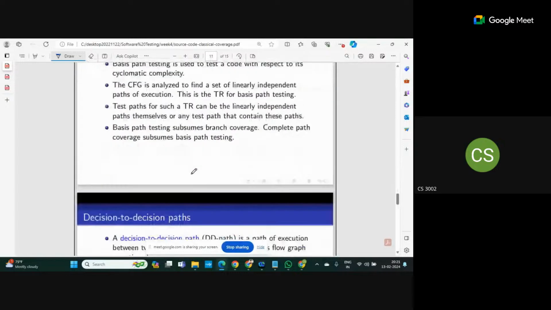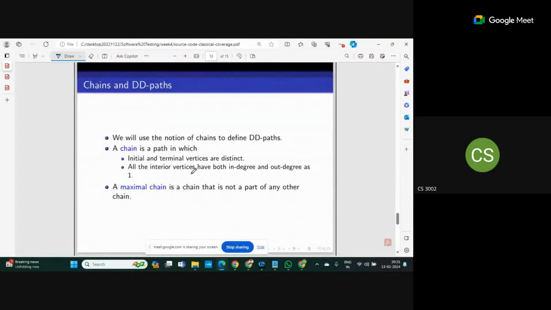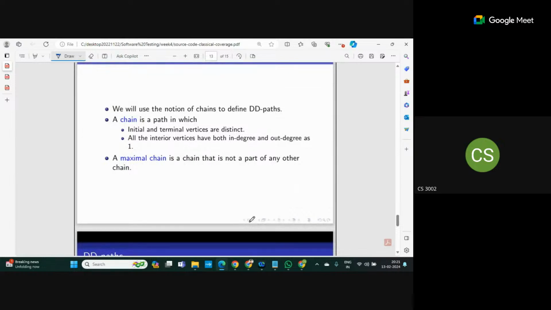Okay, next was this DD path. DD path itself is a confusing thing. Confusing in the sense it's simple, but how it is formulated, I don't know why it is formulated like this. But the thing is, a DD path is supposed to be any path between two decisions by definition. So any path between two decisions, it could be a path with one node, with two nodes, or more nodes, right?